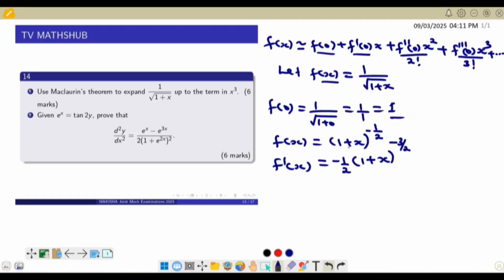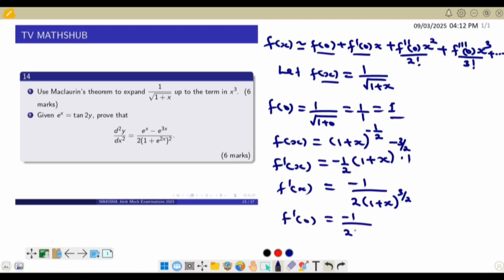The derivative of what we have in the bracket is actually 1, so times 1, which remains the same expression. So this can be written as negative 1 upon 2, then 1 plus x to the power of 3 by 2. So this is f derivative of x. And of course, we can get f derivative of 0, which is negative 1 upon 2 into 1 plus 0. So it remains 1. So this will give us negative 1 upon 2 as the derivative of 0.